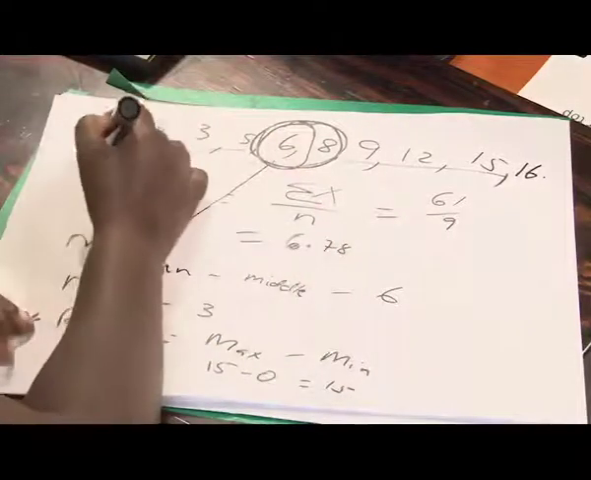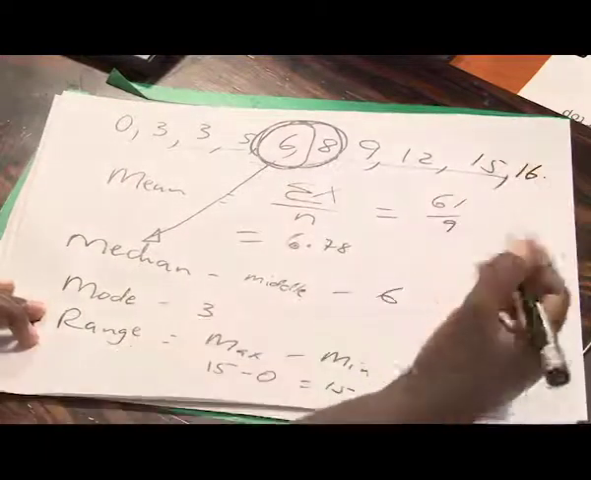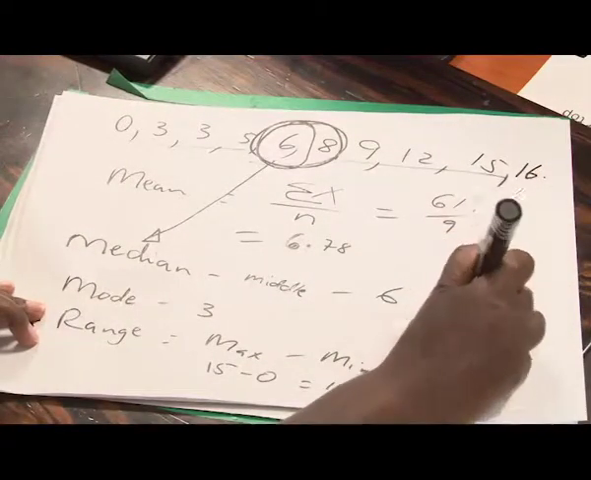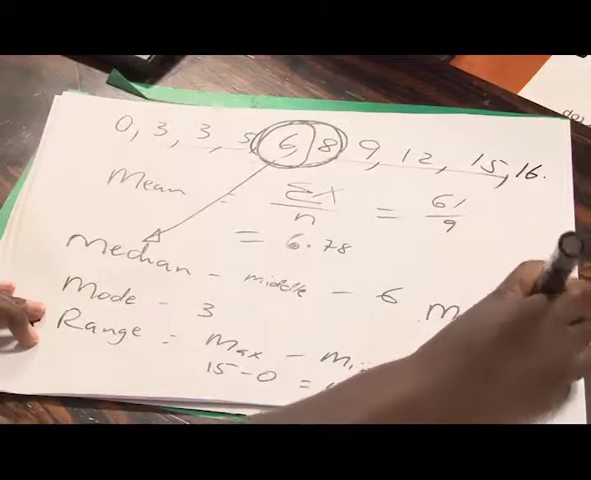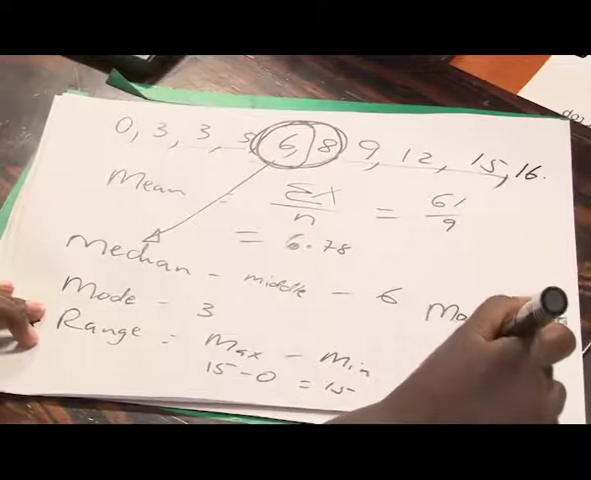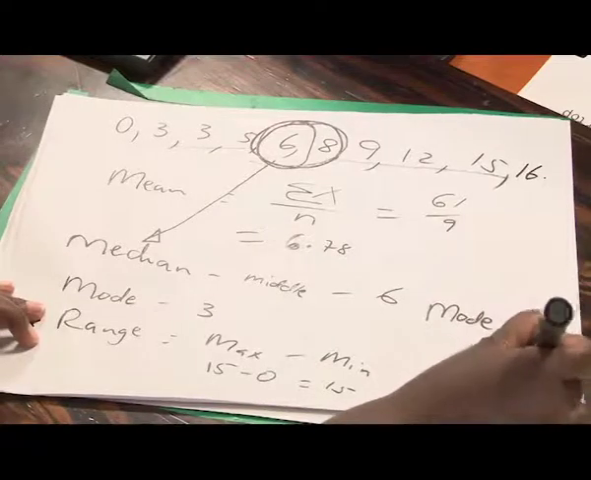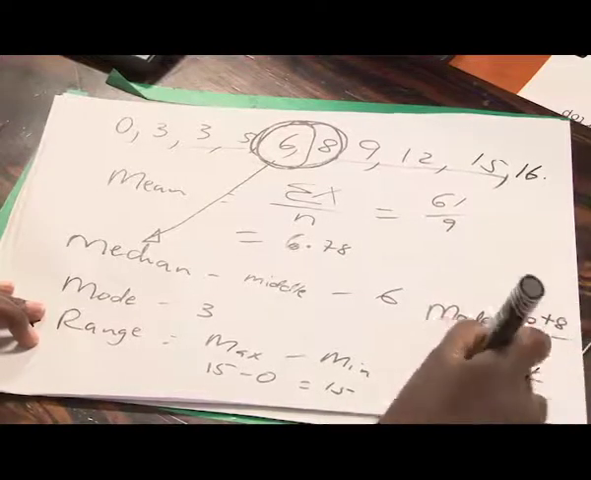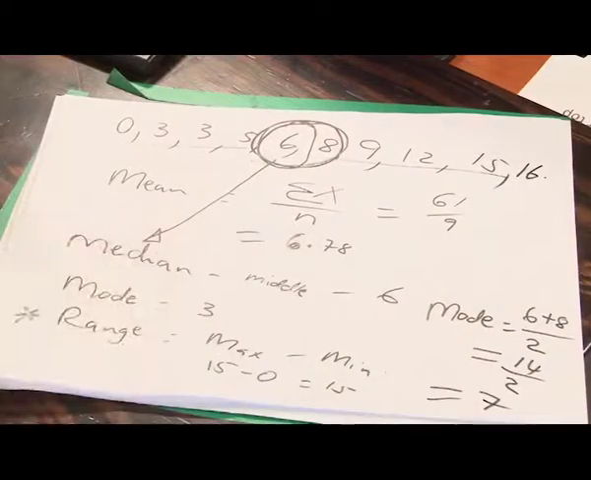So now in this case, because I have changed our data set, our median will be 6 plus 8, and you divide that by 2. 6 plus 8 is 14, divided by 2, then it will be 7. 7 will be our median in this case.